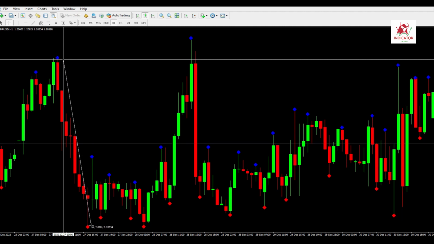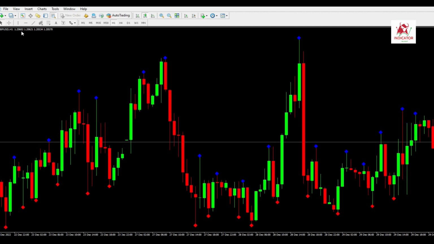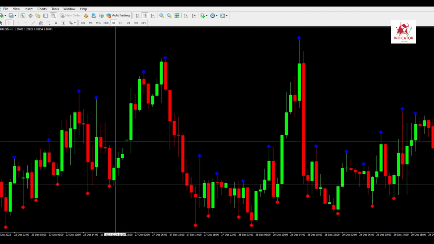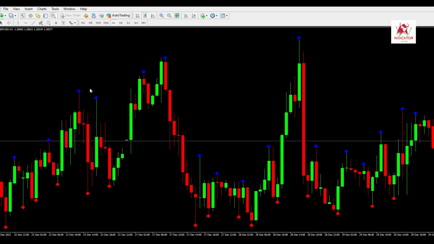MTF Fractal Conclusion. Fractal is a trend indicator commonly used to detect the retracement of a trend or the trend reversal. The indicator can be applied on any time frame. However, it is not wise to depend on the indicator solely. You may combine other tools to confirm your trading entry and mitigate the risk.